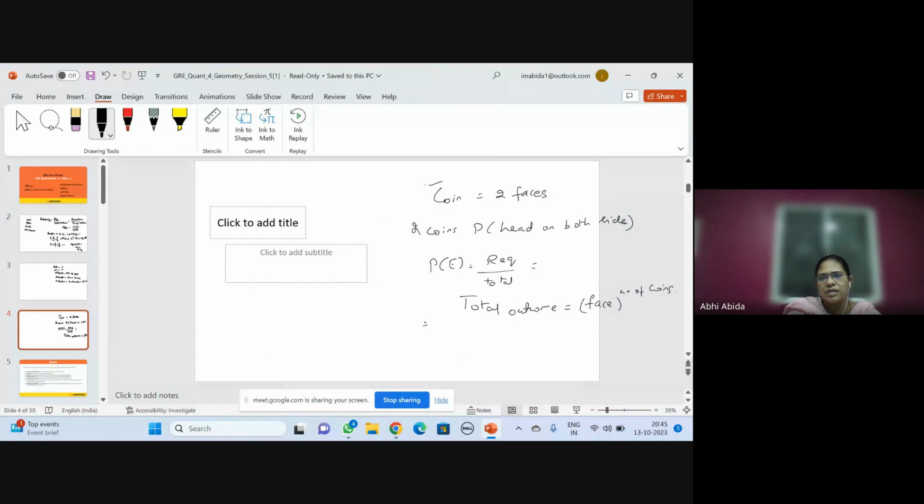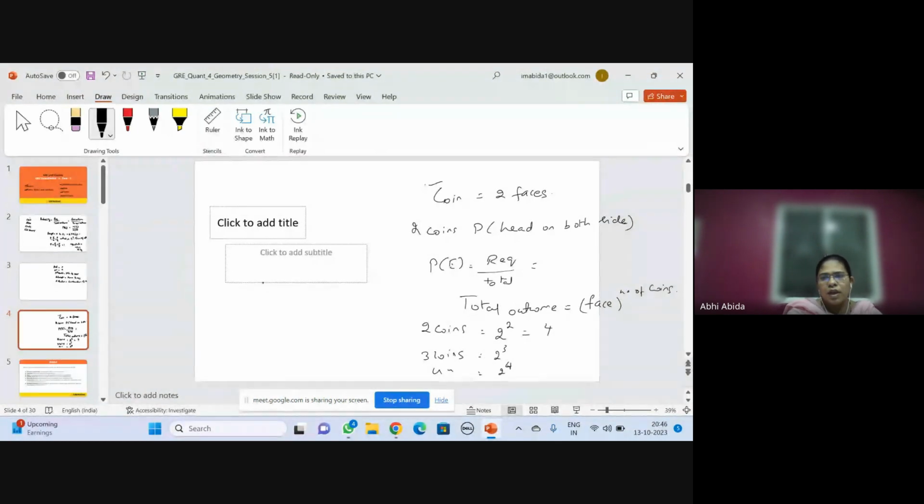For example, two coins are tossed. Then what will be the total outcome? Face to the power number of coins. Every coin will have two faces. How many coins are tossed? Two. So finally the total outcome will be 4. If three coins are tossed, the total outcome will be 2 to the power 3. If four coins are tossed, 2 to the power 4. In this way, we will analyze the total outcome for the probability of coins whenever a coin question has been given.